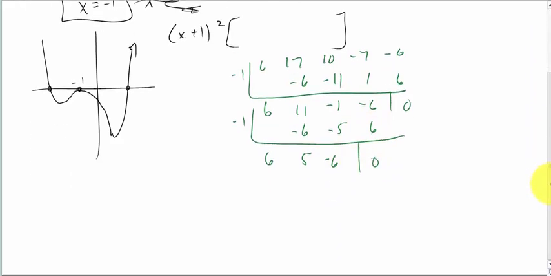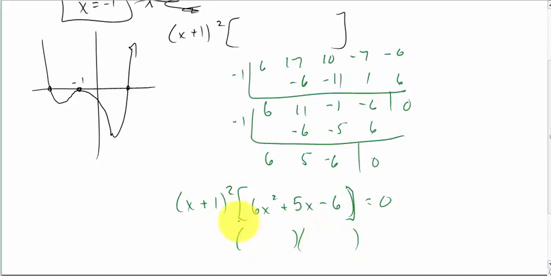And what we now know is that our polynomial is x plus 1 squared times 6x squared plus 5x minus 6. And if this quadratic was not factorable, we can now apply the quadratic formula and find our last 2 remaining roots. But guys, it is factorable. We know that. It factors into 3x and 2x, and then we would have plus 3 and minus 2.